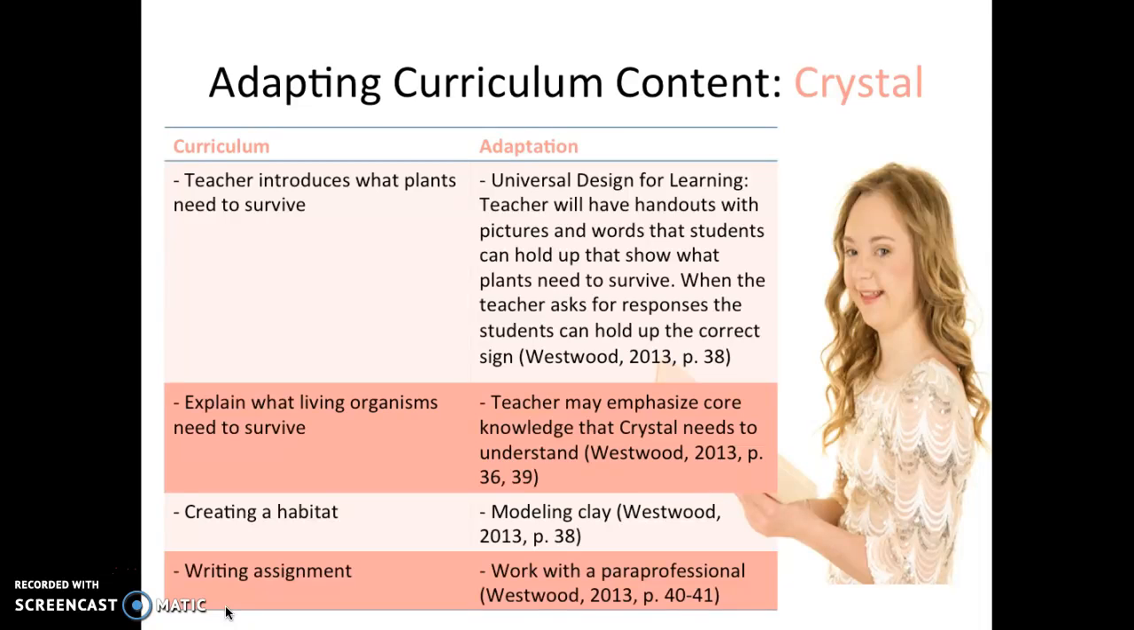Another approach to creating the habitat could also be to use modeling clay to work with their hands. Crystal could help the group by helping to build walls and labeling the things that an astronaut needs to survive. For the written assignment, Crystal could work with a paraprofessional or the teacher and talk about why they would put certain things in their design.